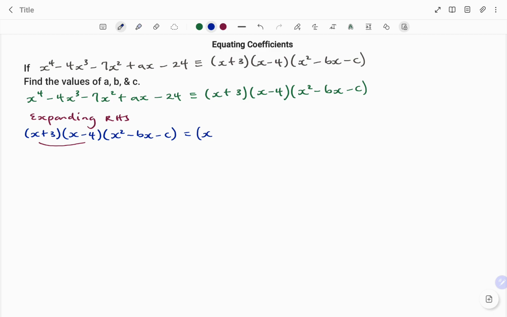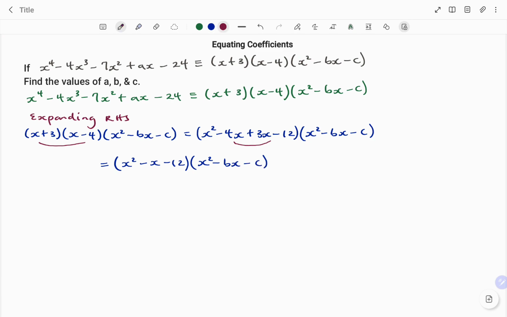I'm foiling. So all the terms in the first bracket will multiply all the terms in the second bracket. So I have x times x, x², x times minus 4, minus 4x. Then 3 times x, plus 3x, 3 times minus 4, minus 12. I'm done with multiplying the first two brackets. I have x² minus bx minus c in my second bracket. Before I continue, I can simplify what I have in my first bracket. That gives me x² minus 4x plus 3x, minus x, minus 12, multiplying x² minus bx minus c.